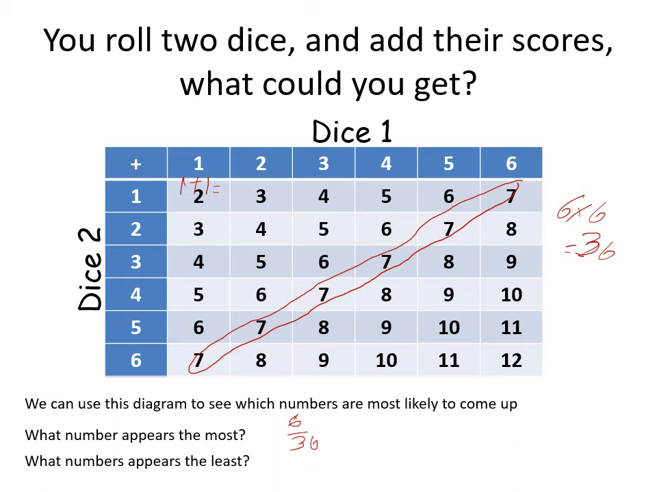And then which numbers appear the least here? We can see that 2 comes only once and 12 appears only once. But anyway, we are not interested in finding the probability here, so let's move to the next slide.